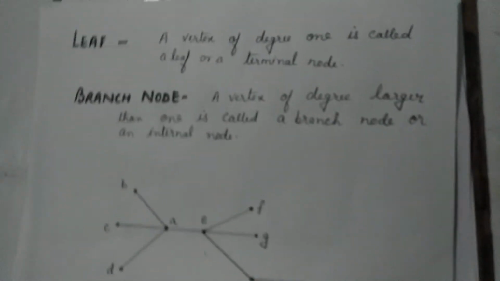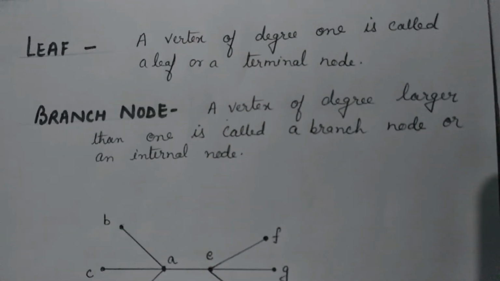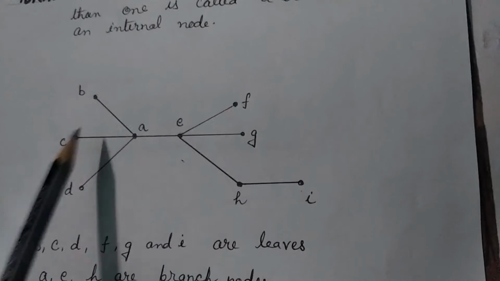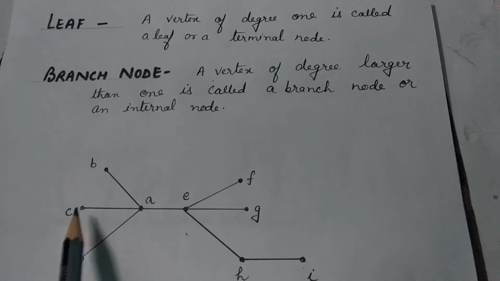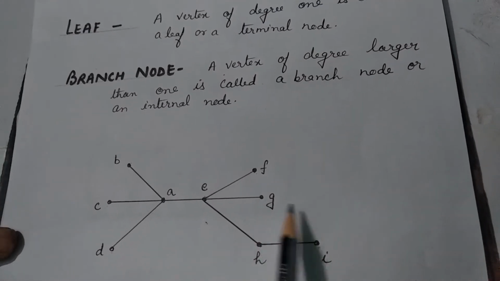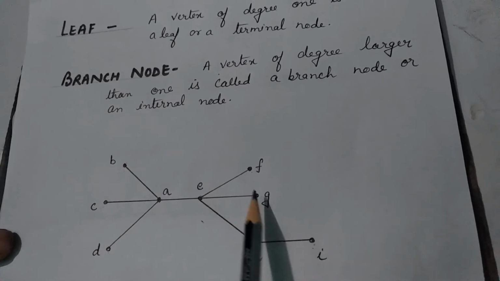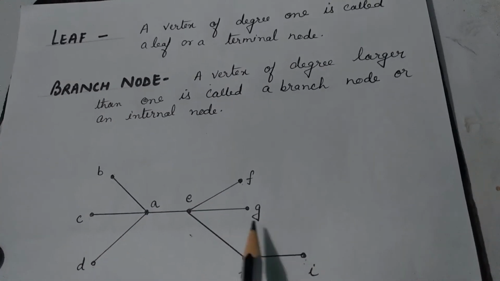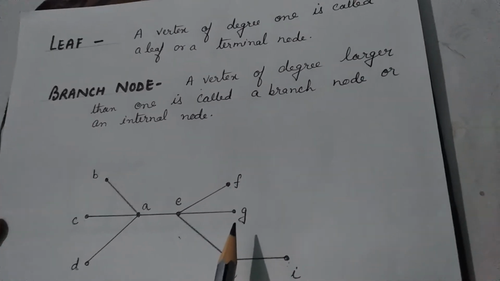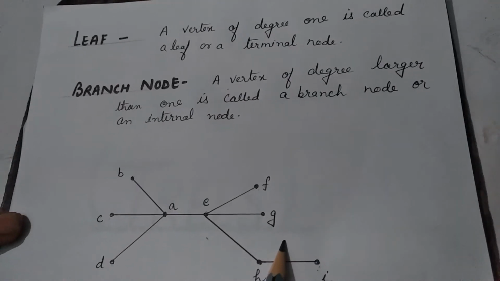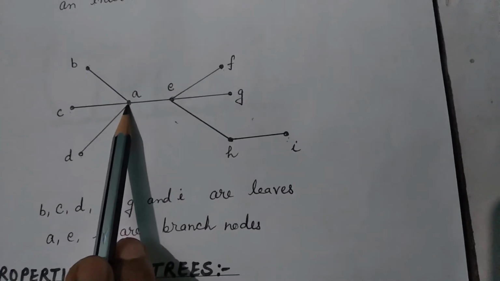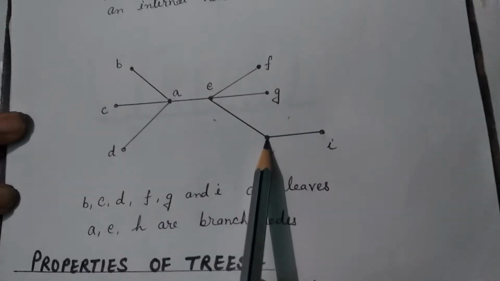We have few points regarding tree. So here you can see a tree. The vertex B, C, D, F, G and I, these vertex are of degree 1. So these are called leaf of the tree. So the definition of leaf is a vertex of degree 1 is called a leaf, or also it is called the terminal node.